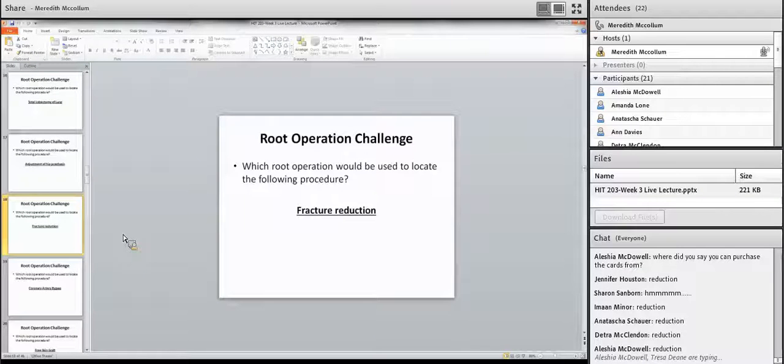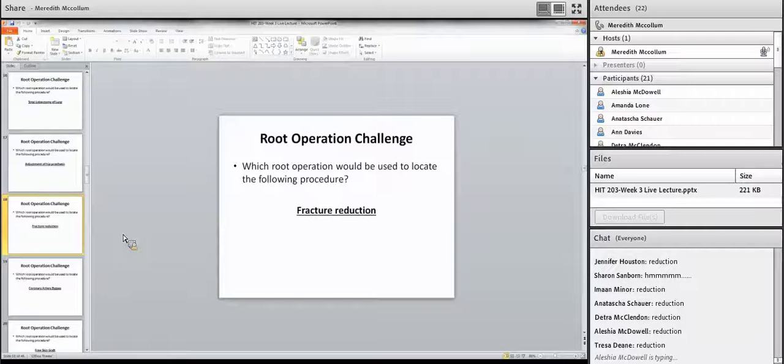Okay, fracture reduction. You all are close, but not quite. Y'all are choosing the easy reduction part. When they reduce a fracture, think about what they do.